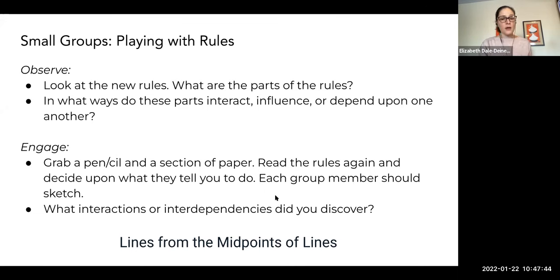Kathleen, draw anything? No, you're going to try out drawing the rules. Thank you for asking that question. If I told you draw lines from the midpoint of lines, what would you draw? Any other questions before I send you into the breakout rooms? So we have to draw together or separately? I leave it to you. You are a self-governing body.